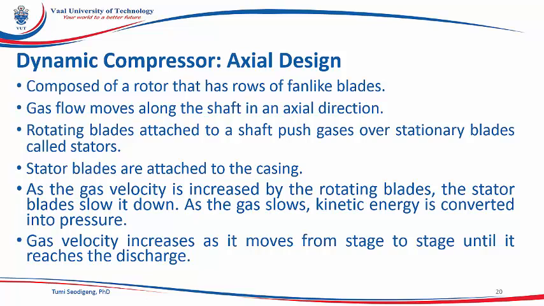In a multi-stage operation, gas velocity increases as it moves from stage to stage until it reaches the discharge. Multi-stage axial compressors can generate very high flow rates and very high discharge pressures. Axial compressors are usually limited to 16 stages due to temperature or material limitations. In the industry, axial compressors are used where high flows and moderate pressures are needed. Weight for weight, axial compressors are lighter and more efficient, also much smaller than their radial centrifugal counterparts. Let us now spend the next few minutes watching a 3D animation.